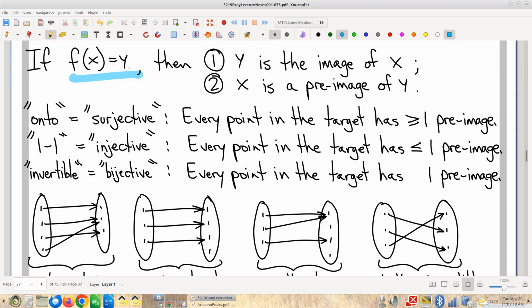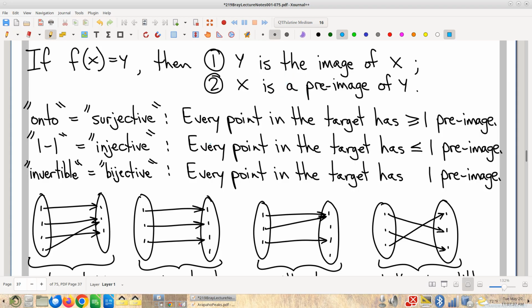So terminology, very useful. You will notice my use of "a" instead of "the", and that's because there might be several inputs that all give the same output. Right? So it could be a bunch of these. Any single one of those pre-images is just a pre-image.